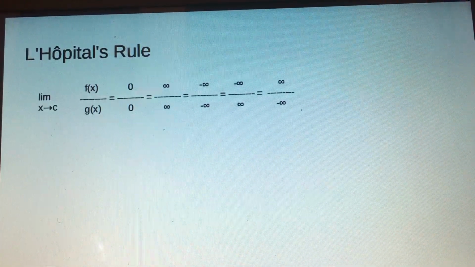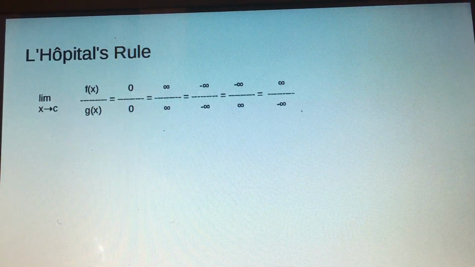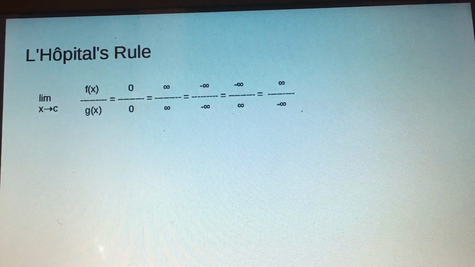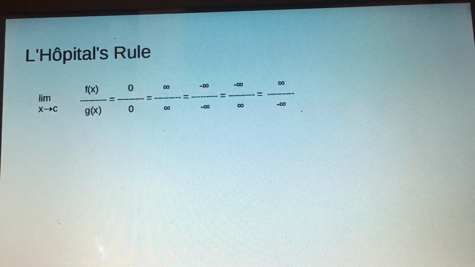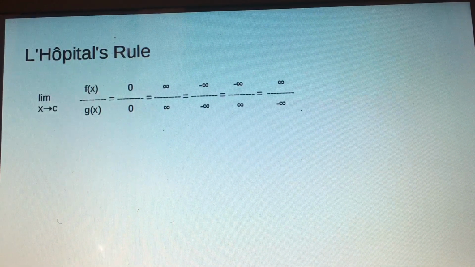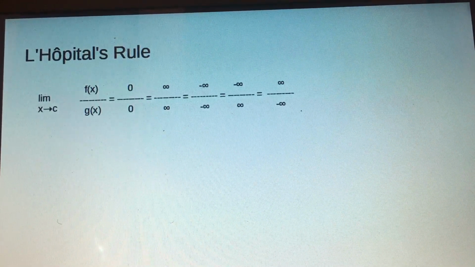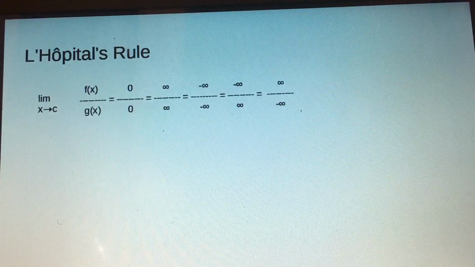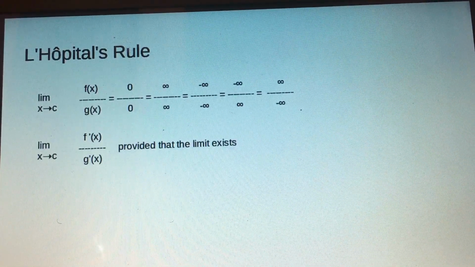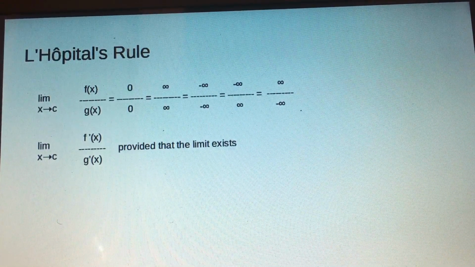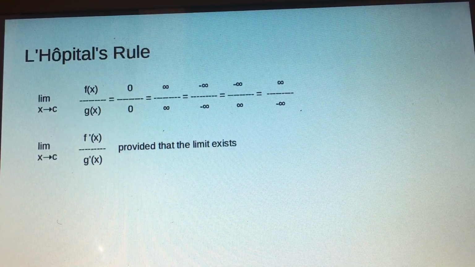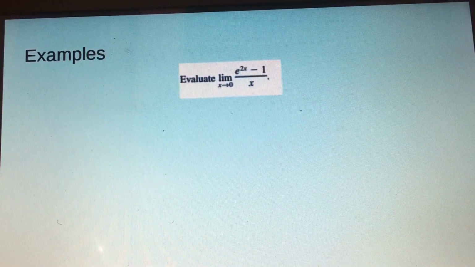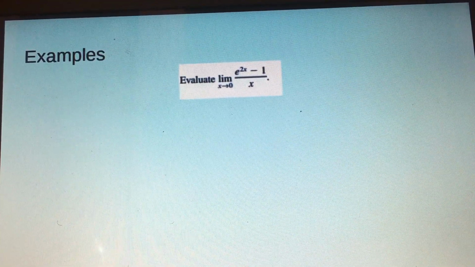So in summary, L'Hopital's rule basically states that if the limit as x approaches c of f of x over g of x is equal to one of the indeterminate forms of 0 over 0, infinity over infinity, negative infinity over negative infinity, negative infinity over infinity, or infinity over negative infinity, then the limit as x approaches c of f prime of x over g prime of x, provided the limit exists, will be the same. That is L'Hopital's rule. So, let's look at some examples.